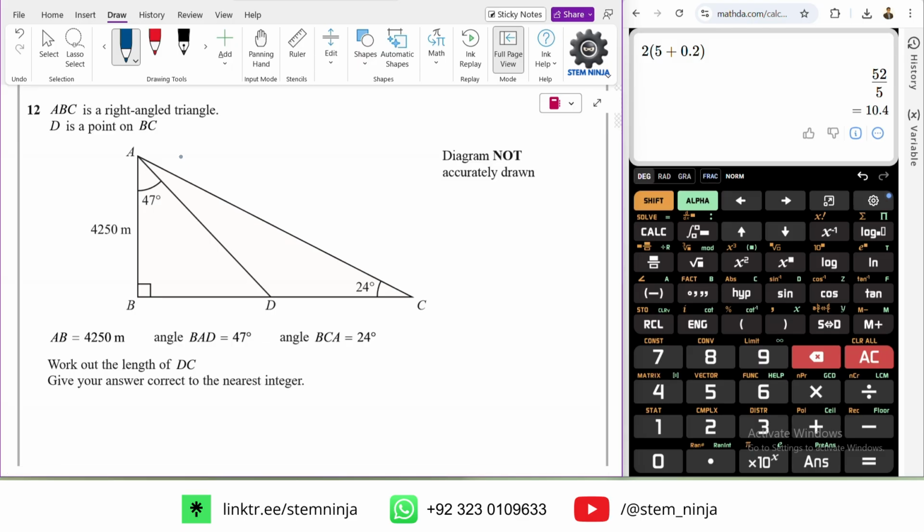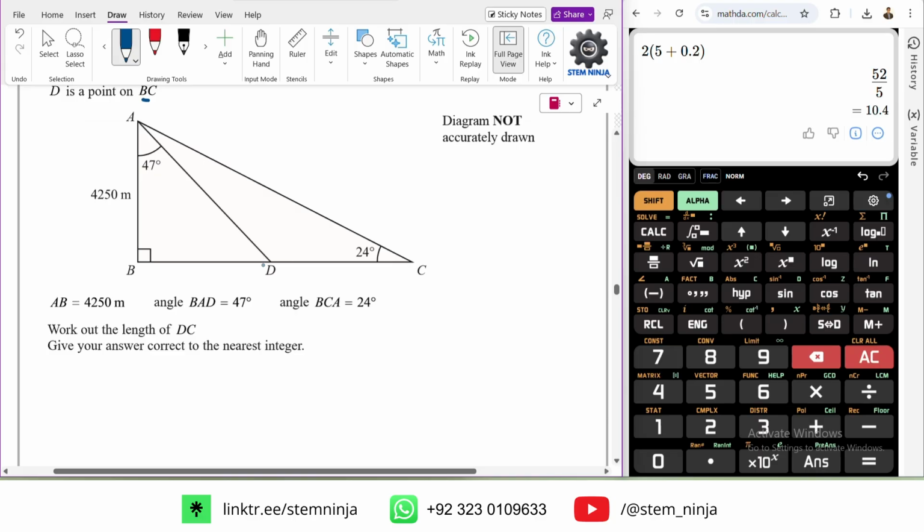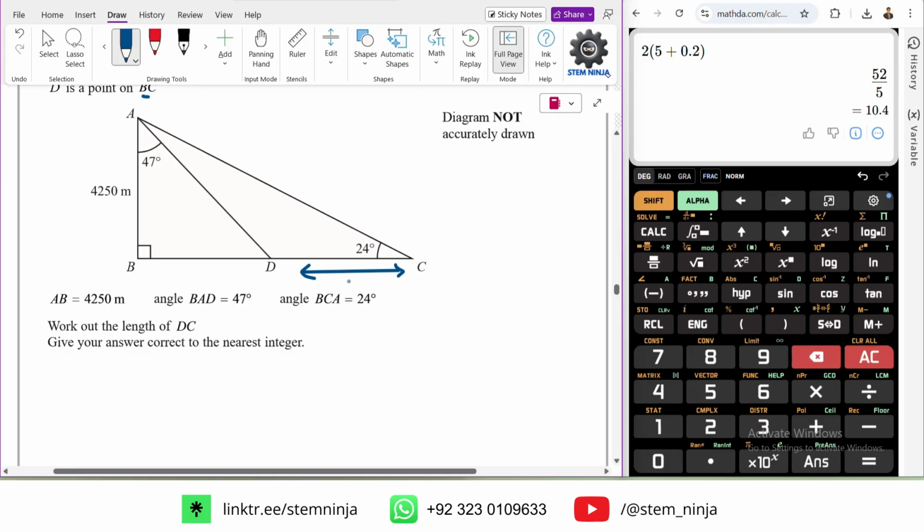ABC is a right angled triangle. D is a point on BC. AB is equal to 4250, angle BAD is 47, BCA is 24. Work out the length of DC. Okay, right. So let's figure out what we actually need for this one.